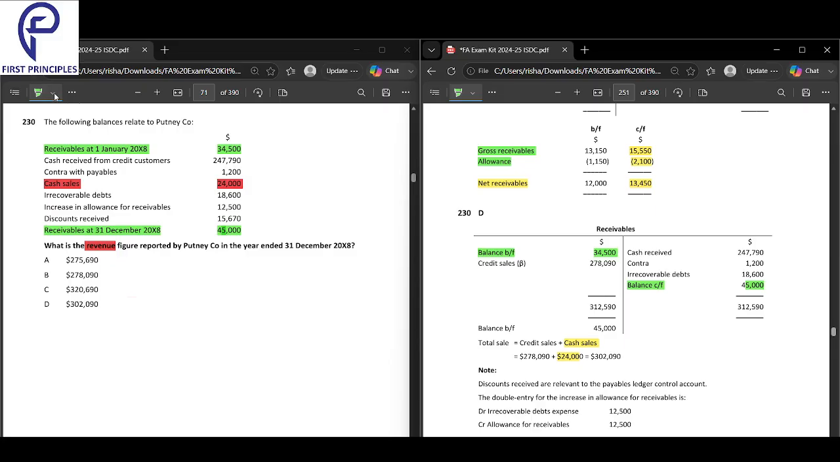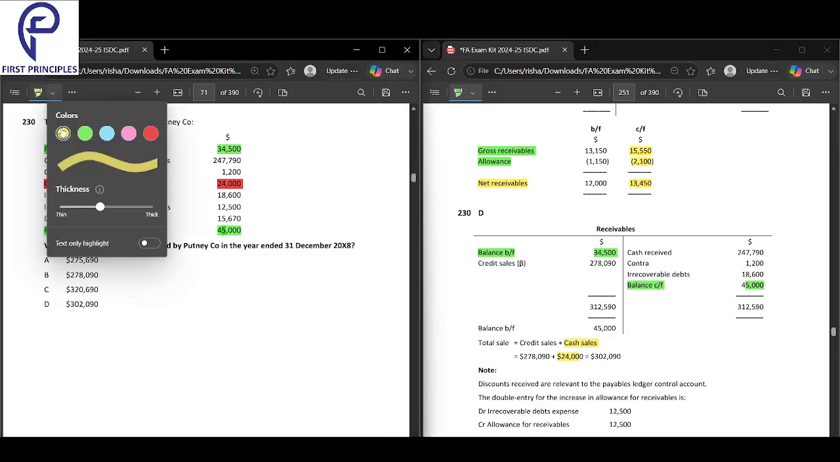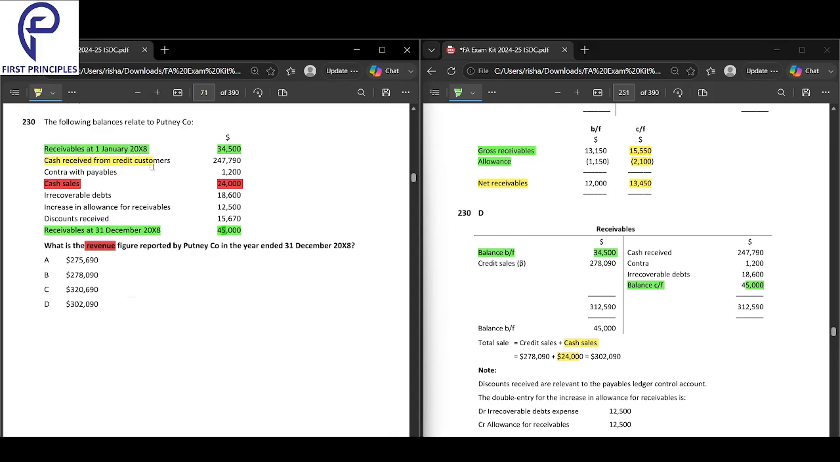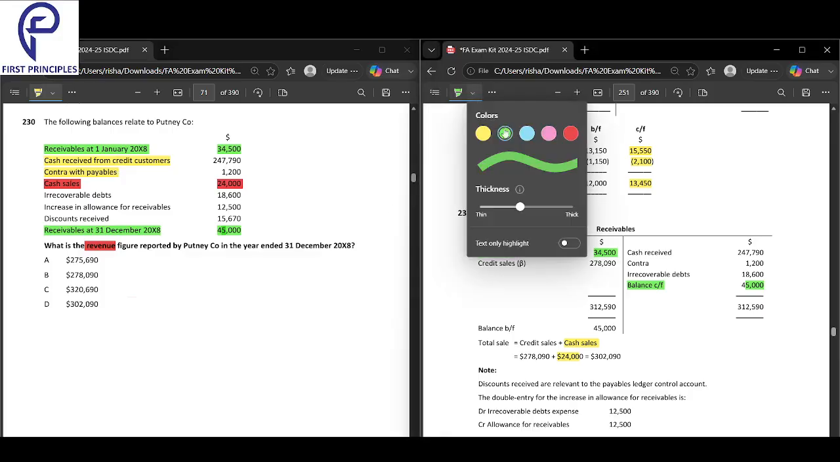Any cash received, guys, reduces my receivables. If I receive the cash, it's reducing my receivables. Some people who I buy from and sell to, I'm contra with the payables. That means the same person, I buy from him also and I sell to him also. So instead of paying cash, I net it off. So we keep doing contra, we keep netting it off.